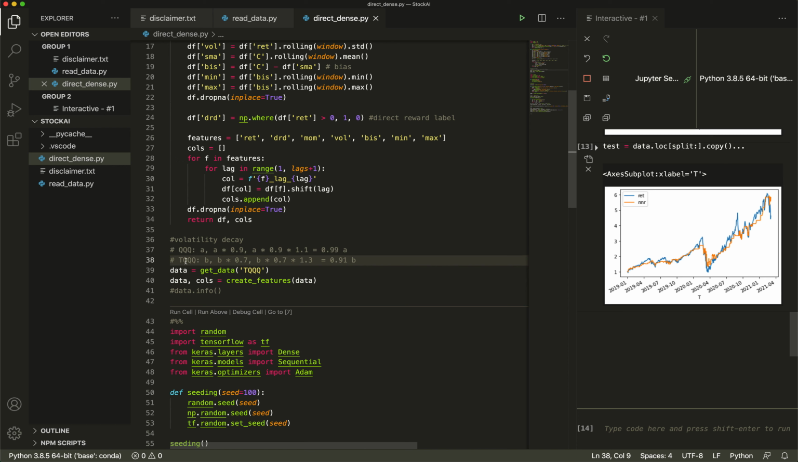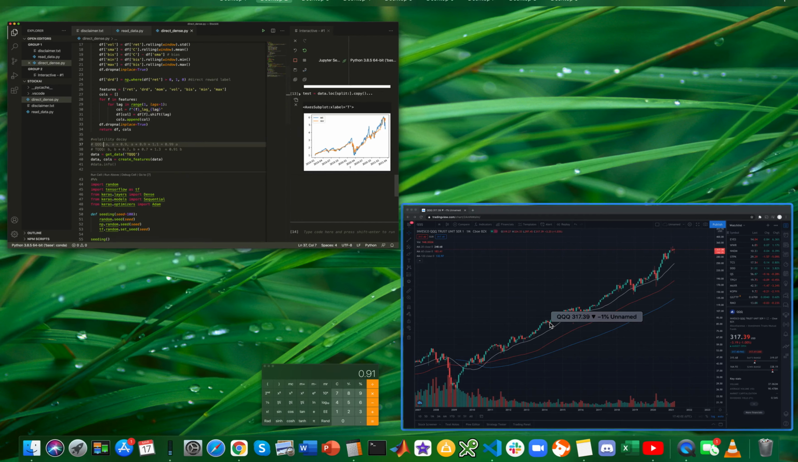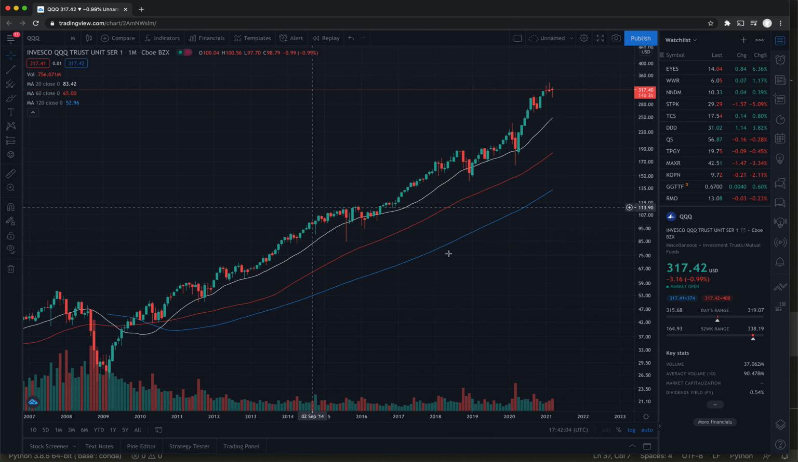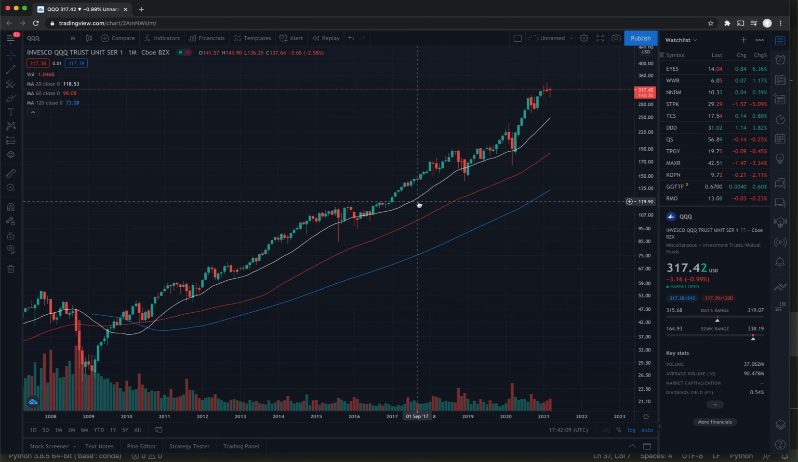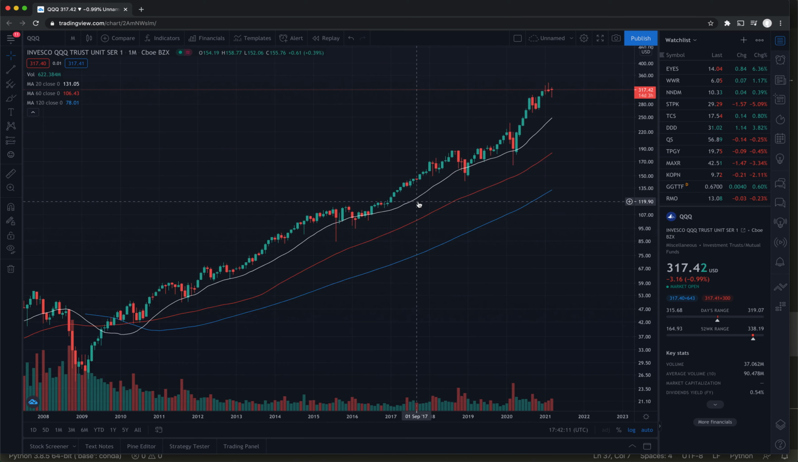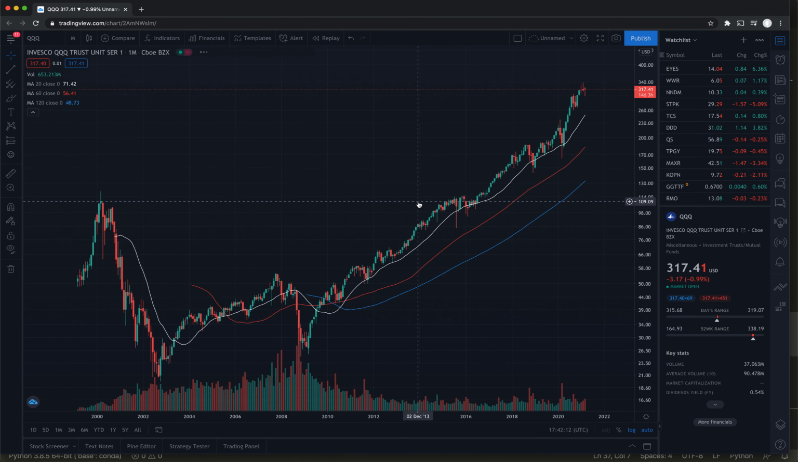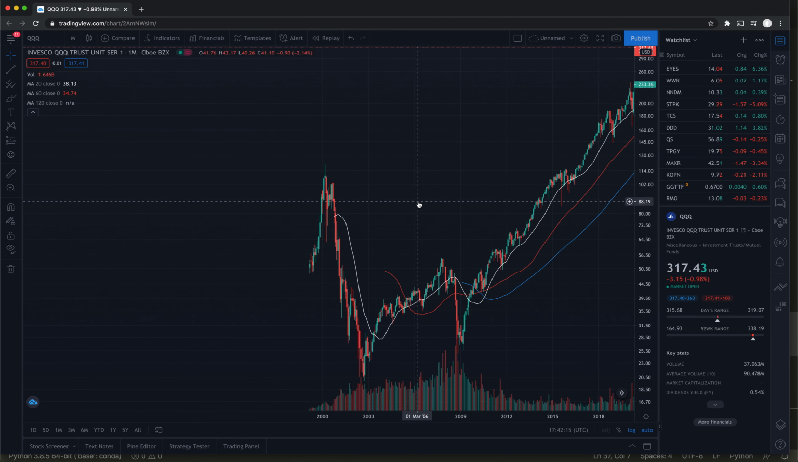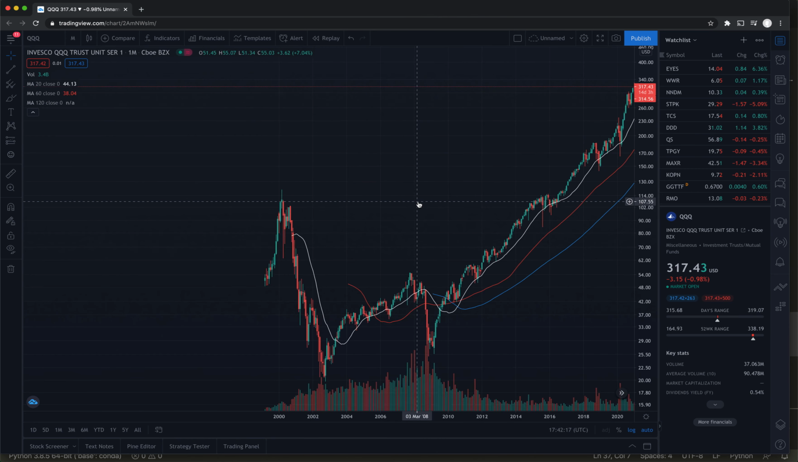But is buying and holding QQQ really a good idea? Let's look at QQQ. This is the monthly bar, but let's look at its history for a longer period of time.